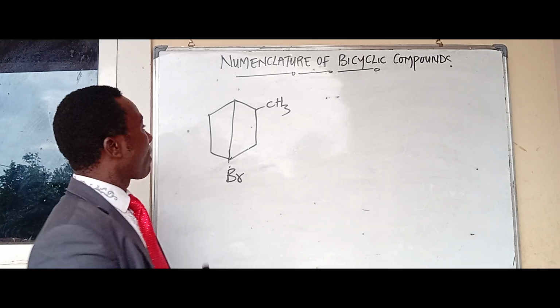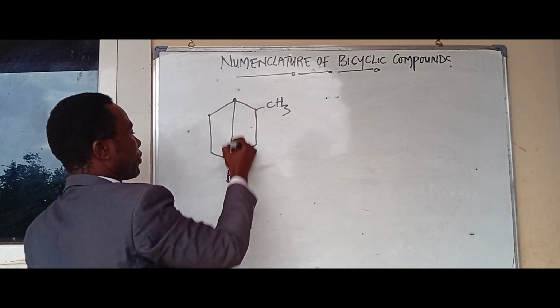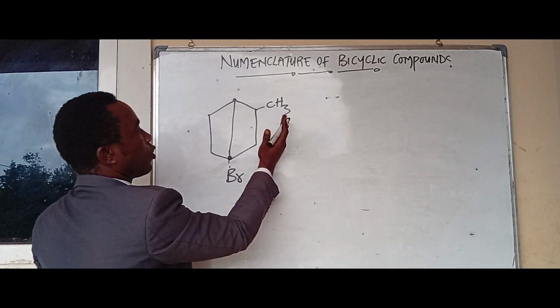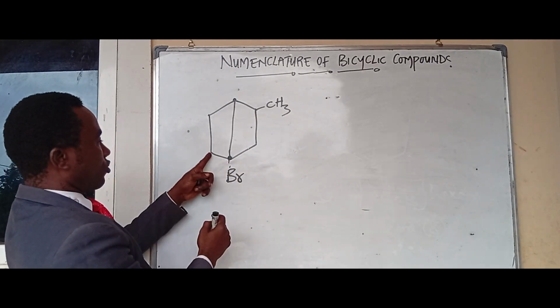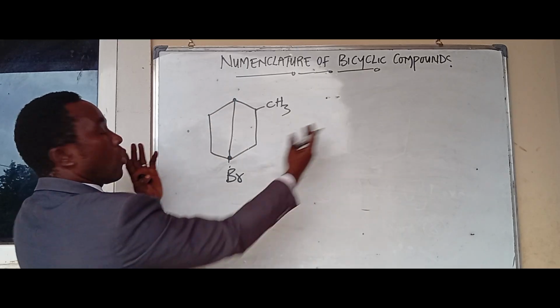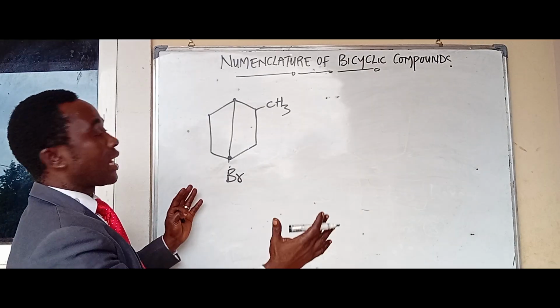It is very simple. Now, this is the carbon bridge. This side will have 2 carbons, 1, 2. This side we have 1, 2. We don't number the bridge when we are determining the number of carbons on either side.